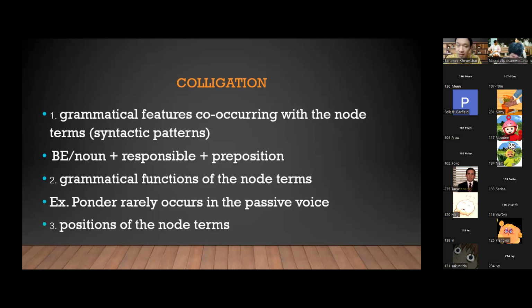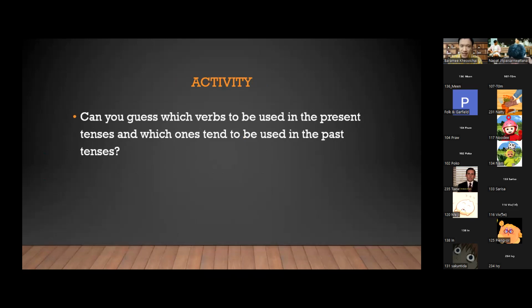Another thing we can look at is the position of the node term. Where does it occur in a sentence? Does it occur at the beginning? Does it occur at the end of the sentence or at the end of the paragraph, for example? So that's colligation. Now, the next activity is about colligation as well.